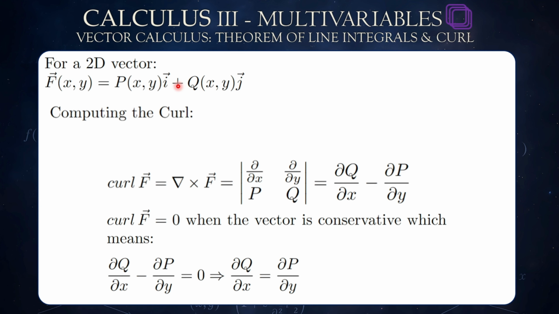For a 2D vector, F(x,y) is equal to P(x,y) i plus Q(x,y) j. So how do we compute the curl? It is nabla cross F equal to partial Q with respect to x minus partial P with respect to y, where P and Q are the first and second components with respect to the x and y axes. Curl F is equal to 0 again when the field is conservative, which means partial Q over partial x minus partial P over partial y is equal to 0, or partial Q over x equals partial P over y.